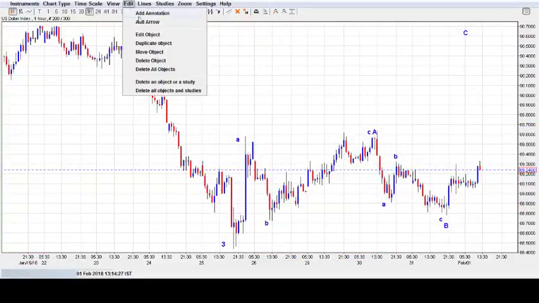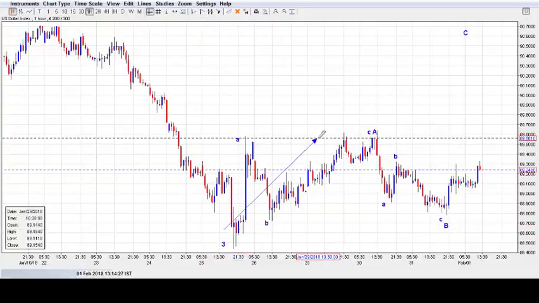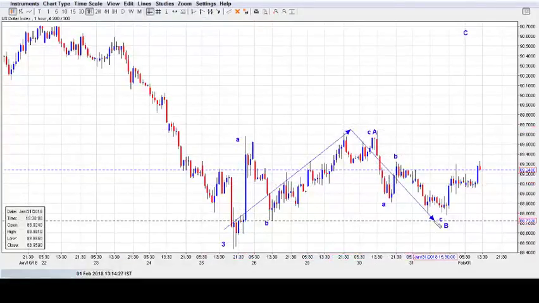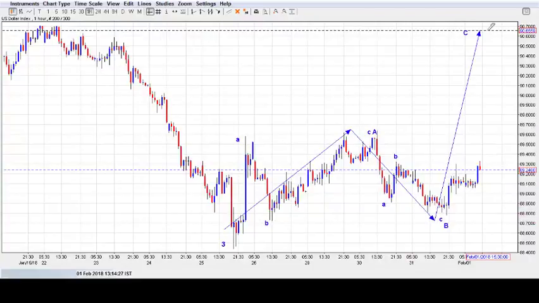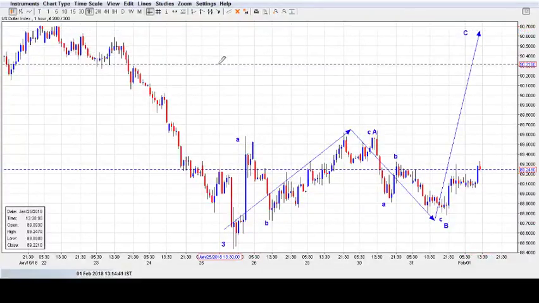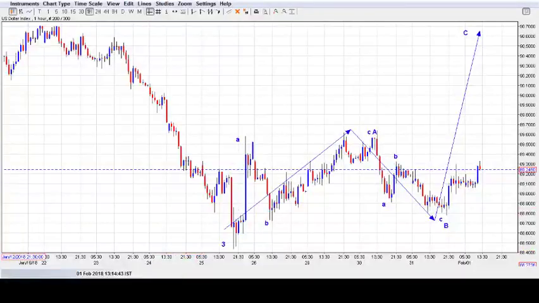All right. At this point in time, we are into a corrective mode. Let's look into the probability of how this corrective mode should unfold.